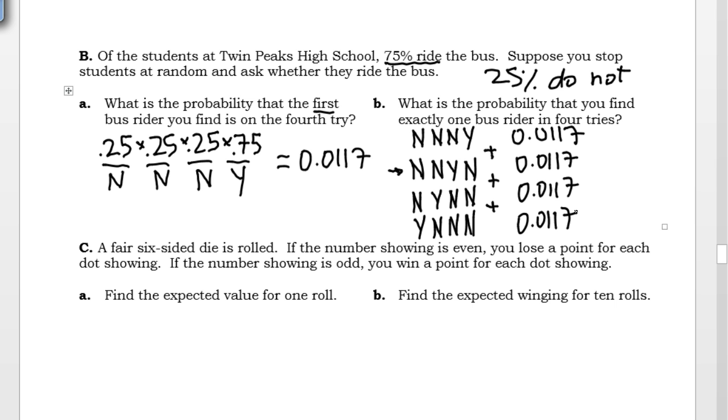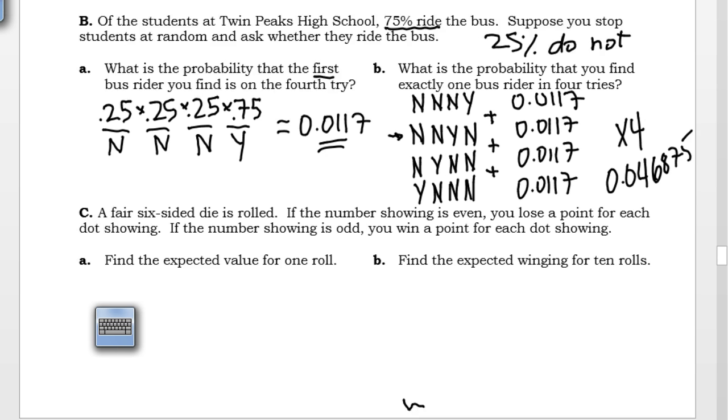So, long story short, I don't really need to write this all out. All I would need to do is take my original answer and multiply it by 4. So now that becomes 0.046875. So now I'm up to an almost 5% chance that only 1 in 4 people ride the bus.